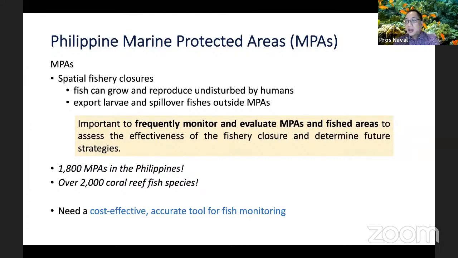Once an MPA has been established, it is crucial to continuously monitor and evaluate the area to assess the effectiveness of this marine protected area.